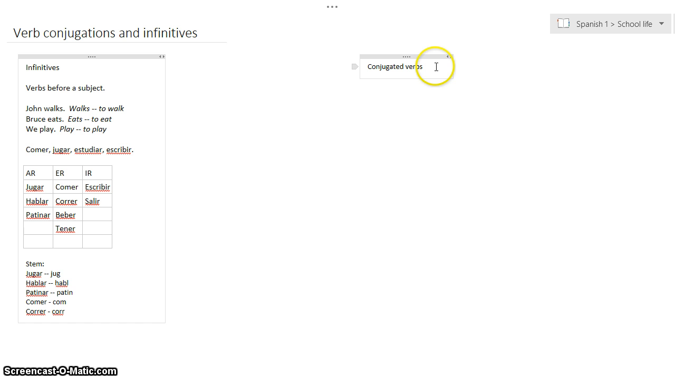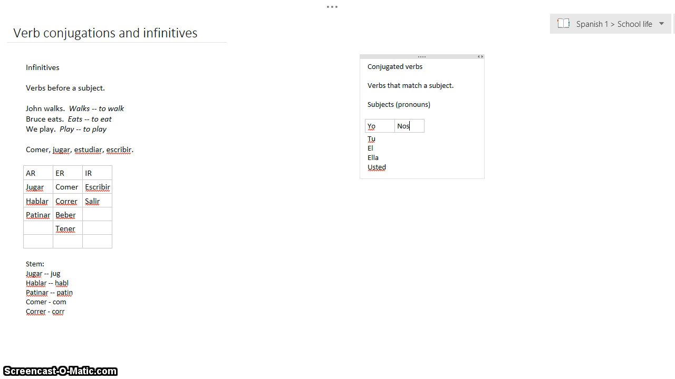So now we're going to go over here to conjugated verbs. Conjugated verbs are verbs that match a subject. Okay? So let's start with some things that you already are familiar with. Let's do subject pronouns. Okay? Subject pronouns are the people that do the actions. So we've been studying these for a while now, and the subject pronouns are things like yo and tú and él and ella and usted.